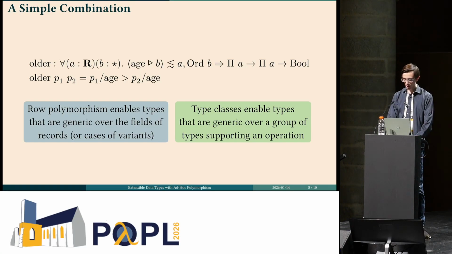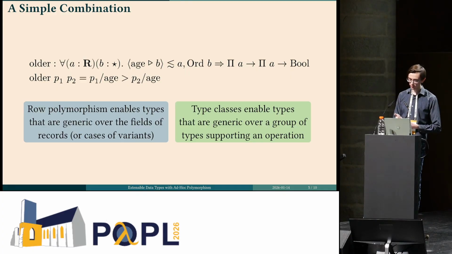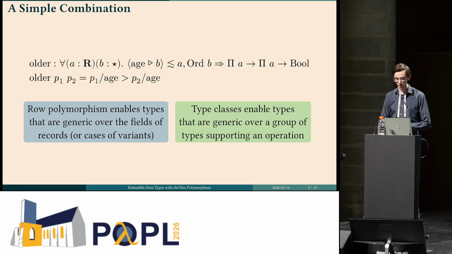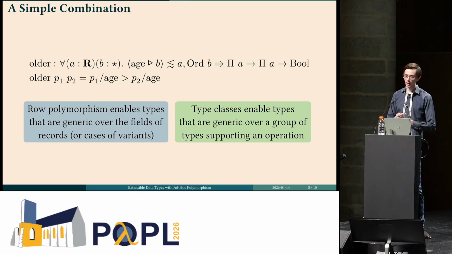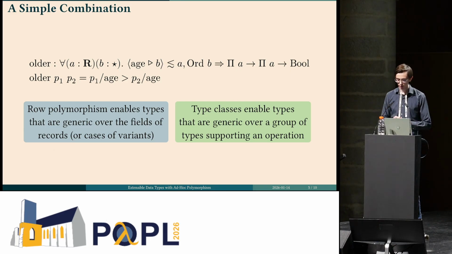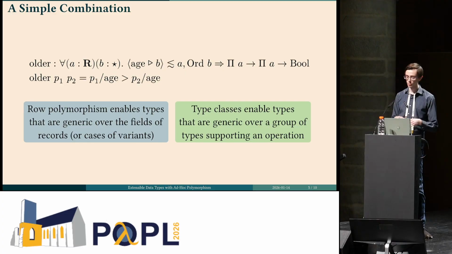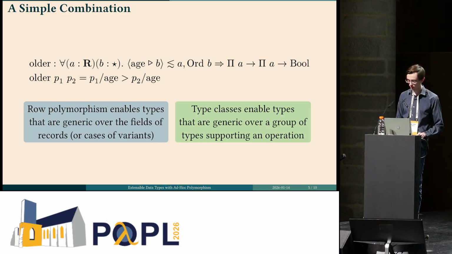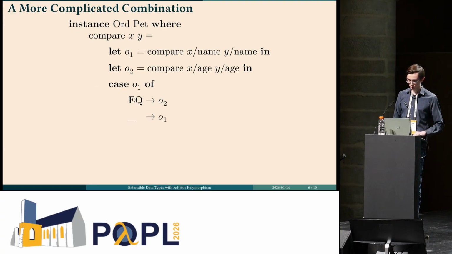Okay. So I hope this example shows how the two different sorts of modularity that these features give us are different. Here, row polymorphism is letting us describe a type that's generic over the fields of a record. And we can also use this feature for talking about generic cases of variance, though I won't talk about that too much in this talk. And then type classes here are letting us describe a type that's generic over some group of types that support common operations. In this case, the greater than operator. Okay, so that's one simple example.